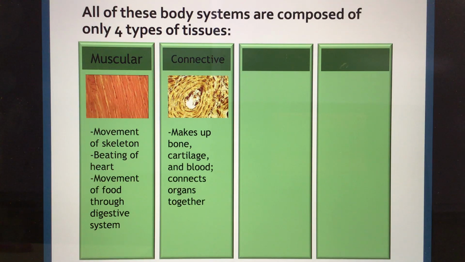Connective tissues. Okay, so it makes up the bone, the cartilage, the blood. It connects those organs together. Okay, hint, connective means it connects. So that tissue is connecting bone to bone or muscle to bone. Okay, all of those things to help connect and help the other tissues function as well. So you got muscular, connective tissue.